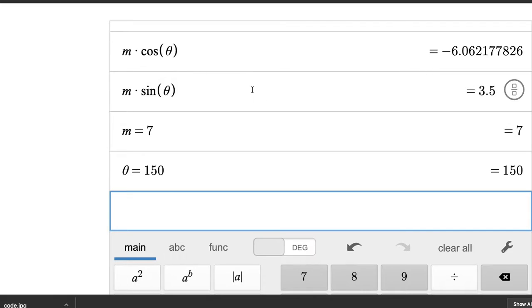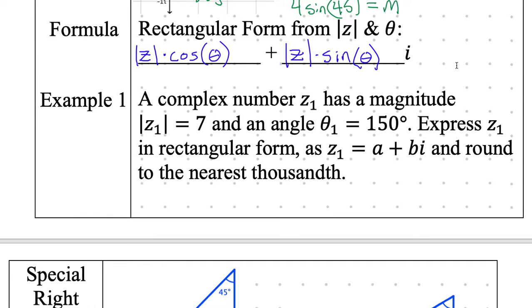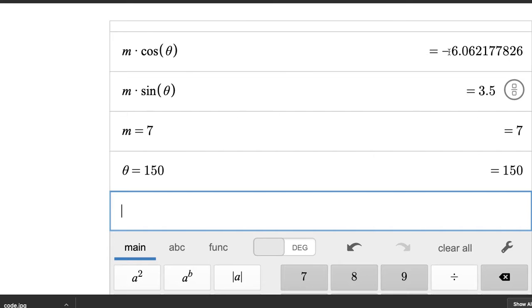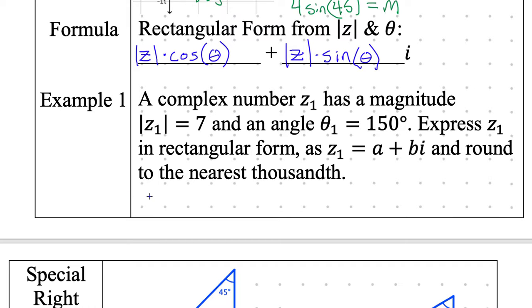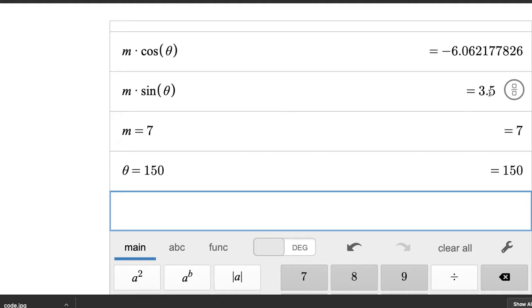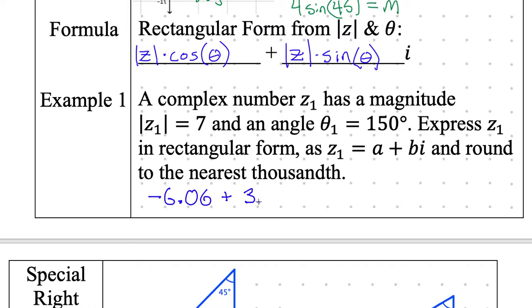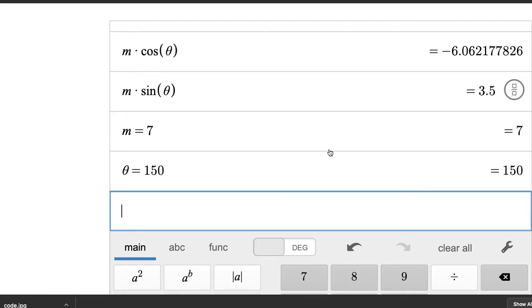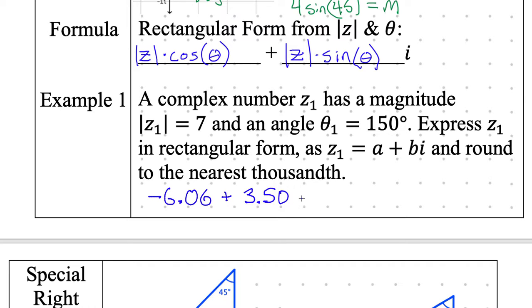So I come back here and I have my answer. Left and right is negative 6.06. We're rounding to the nearest thousandth. So negative 6.06, write it down. Negative 6.06 plus the imaginary, and the imaginary is the sine, so that's going to be 3.5i plus 0.5. Say again? This is the tenths place right here. The hundredths is the 6, so I guess 3.50i if you wanted the hundredths place. And there's your answer. It's literally plugging in to the calculator.